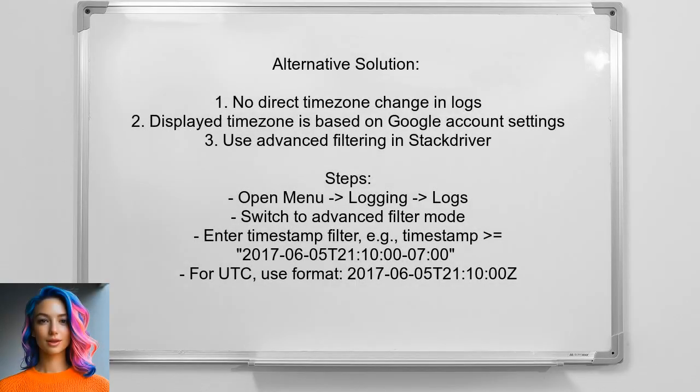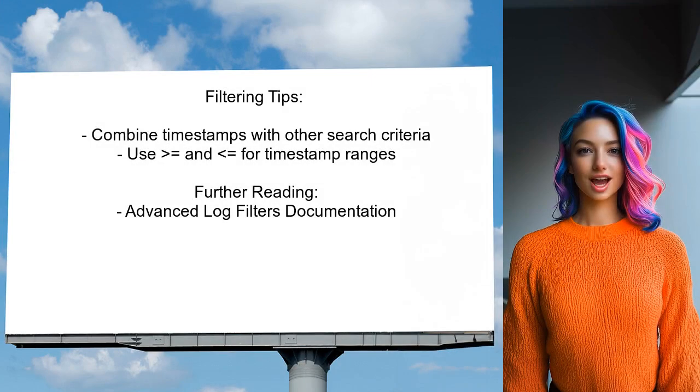One user points out that you cannot directly change the time zone in Google Cloud Platform logs. The displayed time zone is based on your Google account settings. However, they suggest using the advanced filtering feature in Stackdriver to filter logs by timestamp, allowing you to specify time zones. To filter logs, you can combine timestamps with other criteria and specify ranges. For more details, check the documentation on advanced log filters.